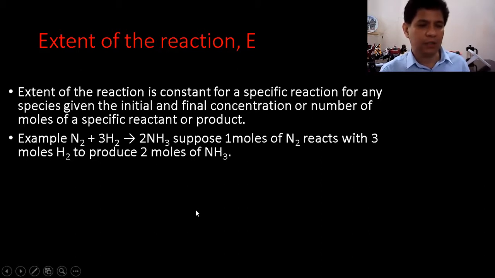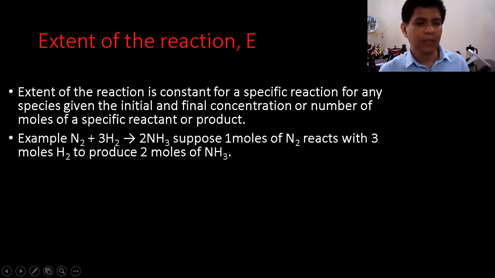Let's have an example. Let's consider this reaction. One mole of nitrogen gas reacts with 3 moles of hydrogen gas to produce 2 moles of ammonia. Okay, and then let's try to calculate the extent of the reaction for nitrogen, hydrogen, and ammonia. So you need to expect that the extent of the reaction for the three chemical species should be equal.